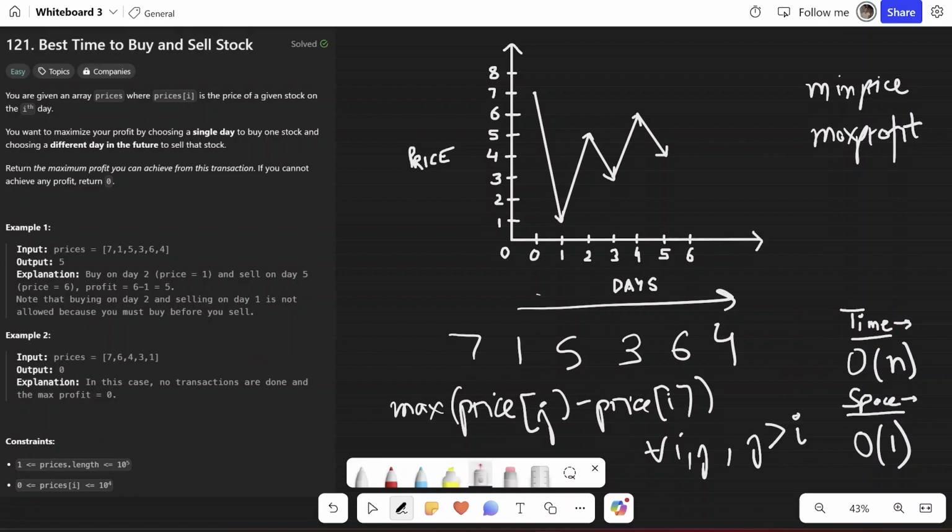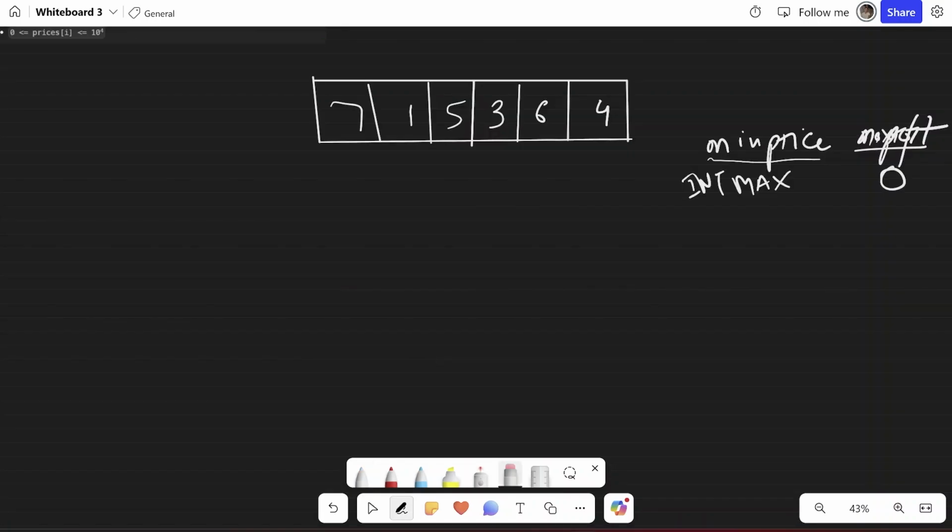Let me show this in the input array real quick. So now let's say we are given the example in an array, and the initial values of min price and max profit: I took min price as int max, which is a very large number, and max profit is 0 initially because we can't make negative profit. So say in the array all of the numbers are decreasing, for example 4, 3, 2, 1, then I won't buy and sell on any days and max profit would come out to be 0.